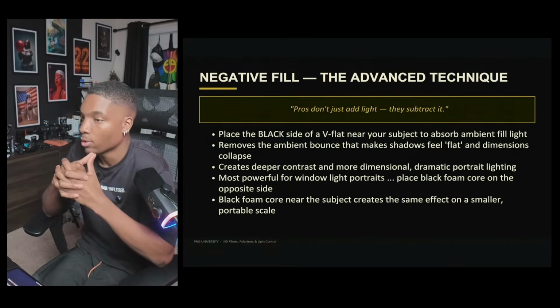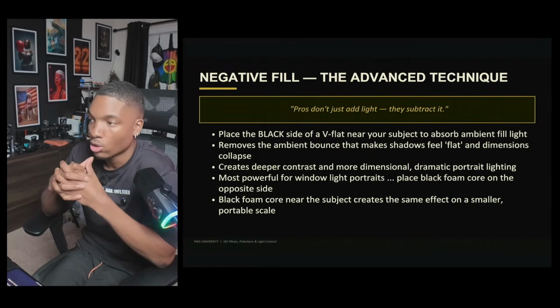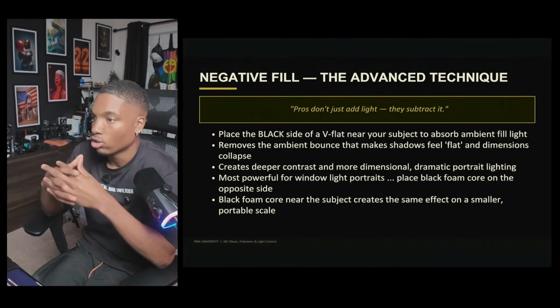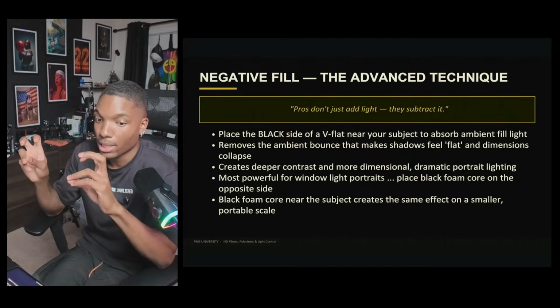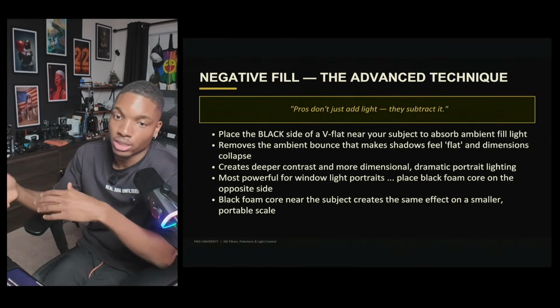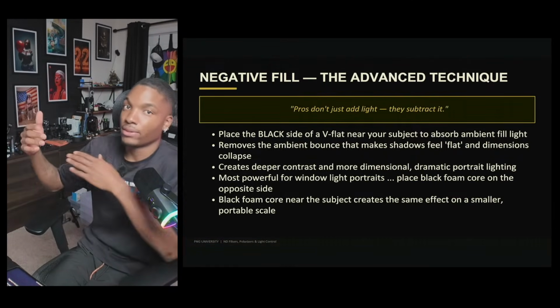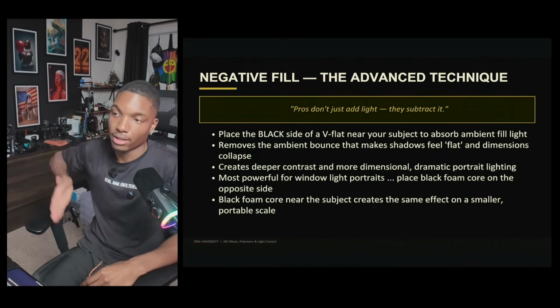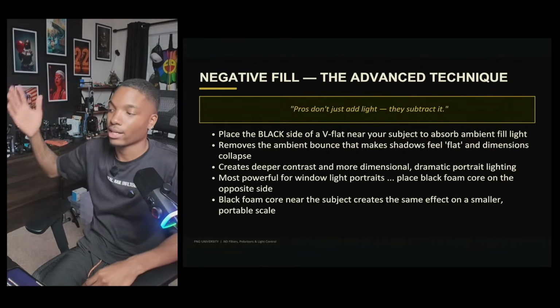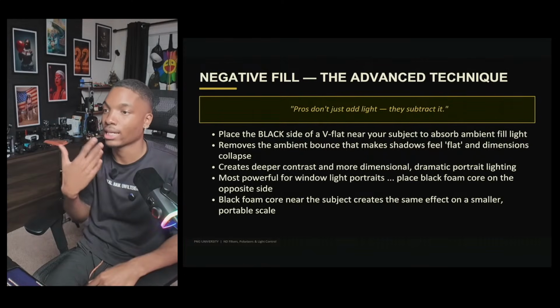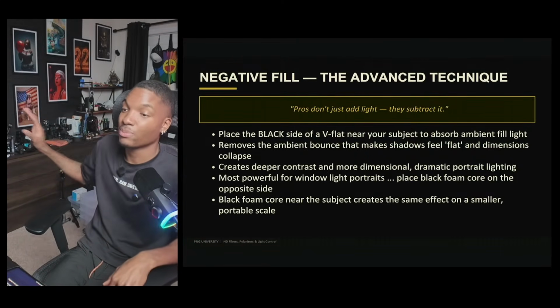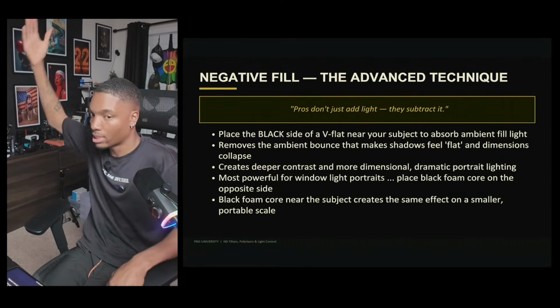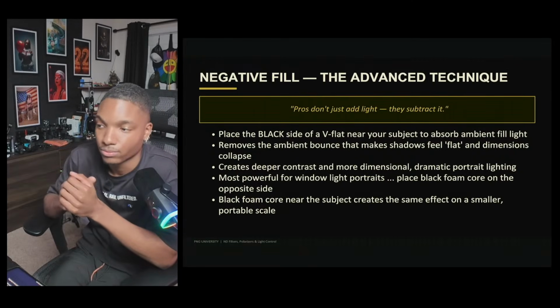So you can place the black side of a V flat near your subject to absorb any of that ambient light. You can remove any ambient bounce. Ambient bounce, what is that? That's the lighting that's in the situation, in this scenario. If this lighting is already hitting me and I want it to be darker on this side, I would add a black fill right here, so that I could darken this side so it looks like more depth, because this light's spilling. If I want to stop that spill, I'll put something right here to stop that spill.